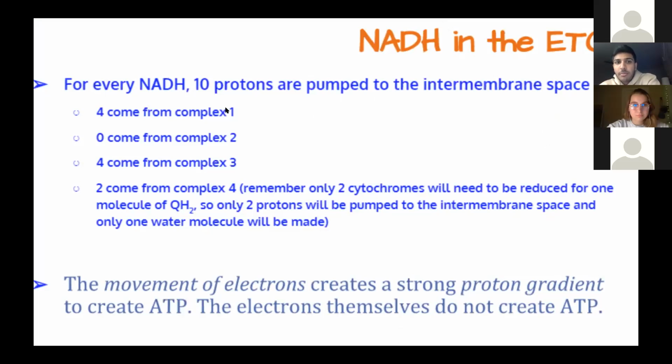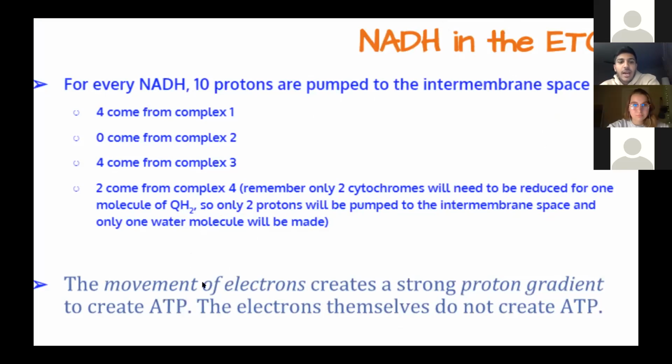And so 4 are going to be from complex 1, none from complex 2, really important, 4 from complex 3, and then 2 are going to come from complex 4. It's because you have 2 cytochromes, and so they need to be reduced like one per QH2 essentially. And so only 2 will be pumped into the intermembrane space, and only 1 water molecule will be made essentially per molecule of that QH2.